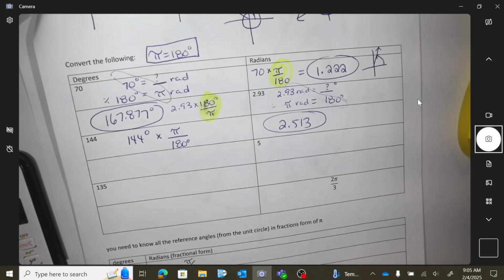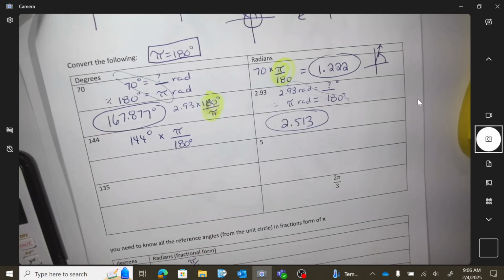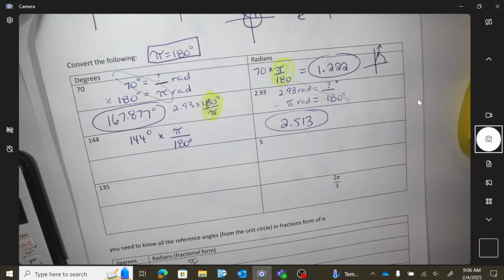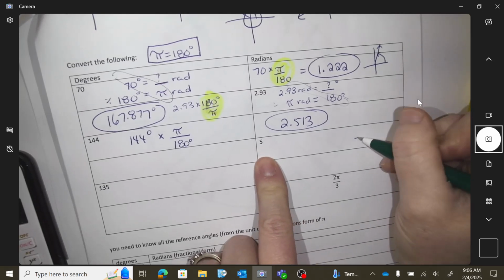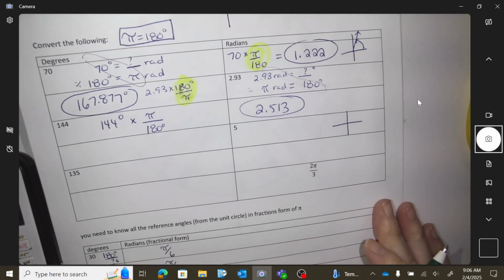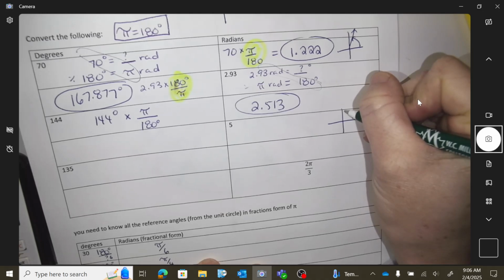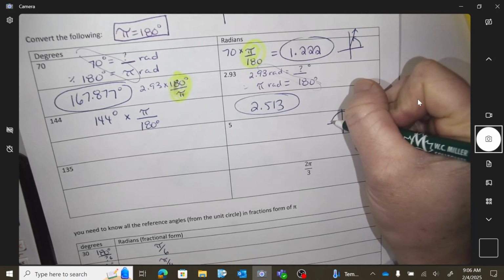Okay, you should ask yourself if your radian numbers make sense. To me, that does, because I know 180 is about 3.14, right? So I'm less than that. Okay, any predictions with 5 radians? You guys remember where 5 would go? So we talked, this was about 1.5-ish. This was 3.14. Right, a pi.